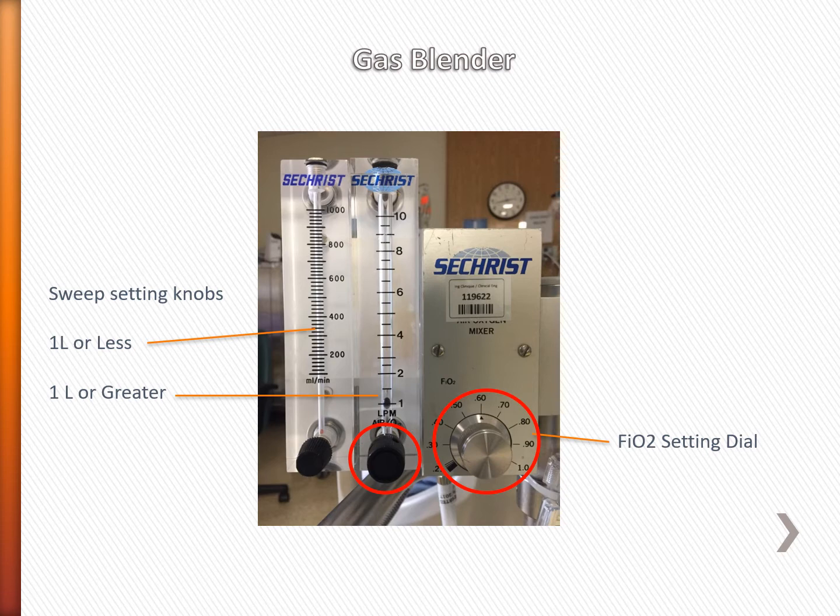The faster the gas flows, the more CO2 that is removed. Like respiratory rate, the faster you breathe, the more CO2 you blow off. If the sweep is turned off, then there's no gas flow whatsoever, much like if you were to hold your breath.